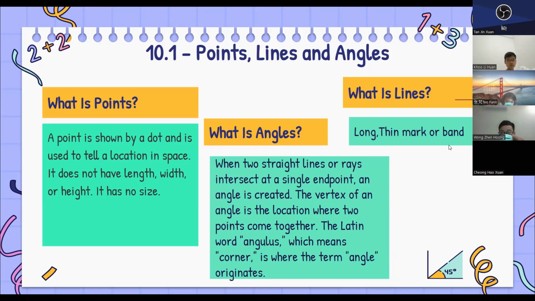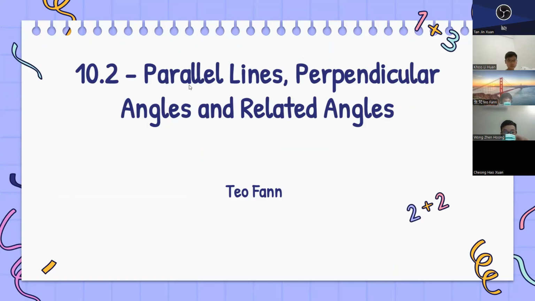And a line is a long thin mark or bend. Parallel lines, perpendicular angles, and related angles.